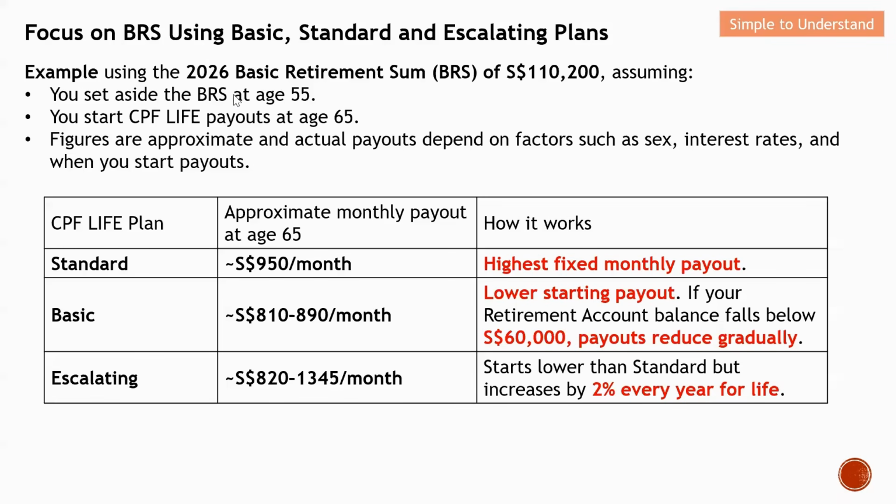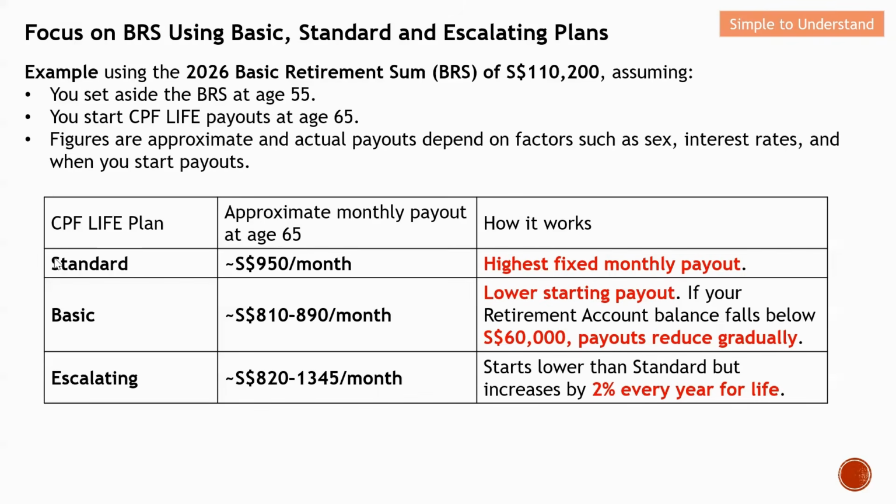Next, I'd like to focus my discussion on the different plans: basic, standard, and escalating. In order to make my numbers fair, let's say that I'm actually 55 years old in the year 2026, and let's say I choose the basic retirement sum. Therefore, I must allocate 110.2K at my RA account. With this, I will be able to receive a money payout when I'm 65 years old, which means in the year 2036. How much to receive? This table actually indicates.